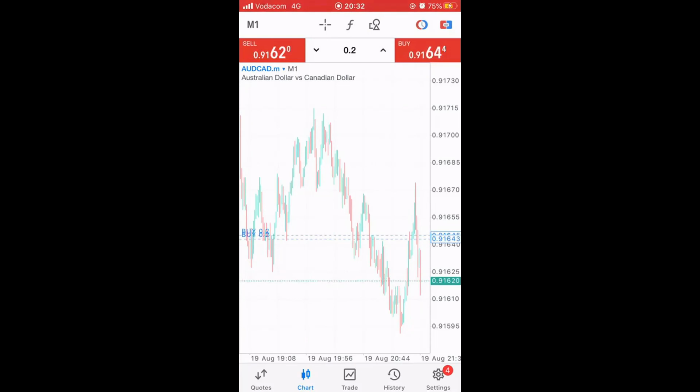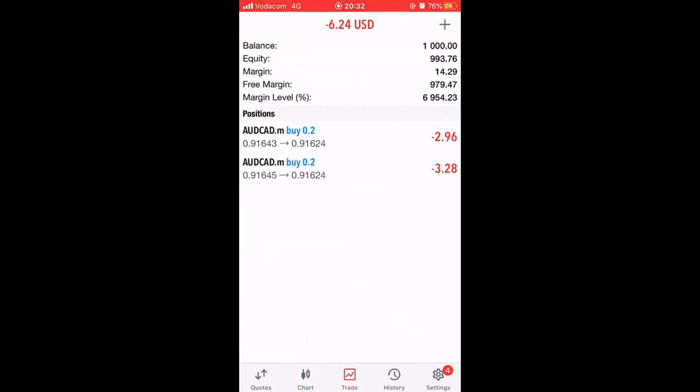Okay, now let's check what's happening this side. You have balance there at the top. Balance is how much you started, like the amount you put in your account. You remember I said we are putting in 1,000 USD. And then equity. Your equity is gonna be your balance plus your profits. My profits are negative, so we're gonna subtract. That's why it's less than my balance. If I was in profits, it would be more than my balance.